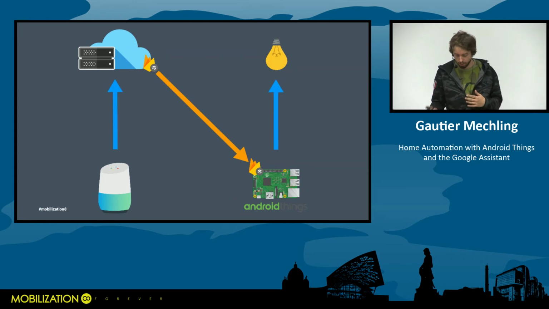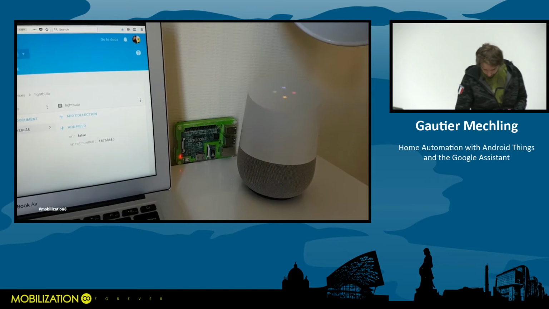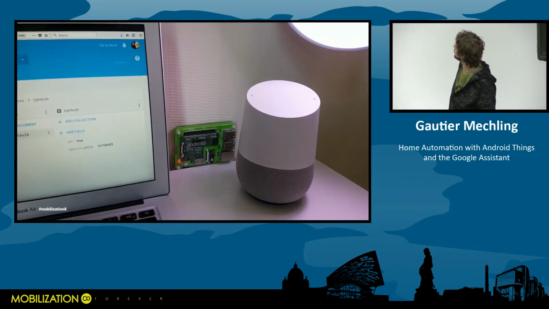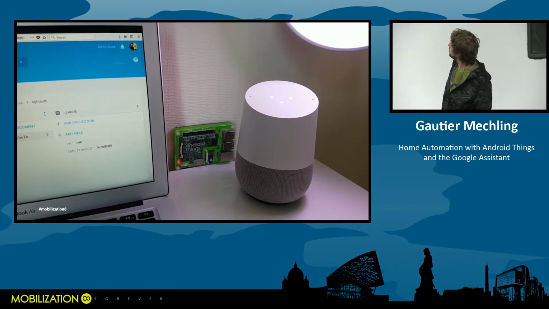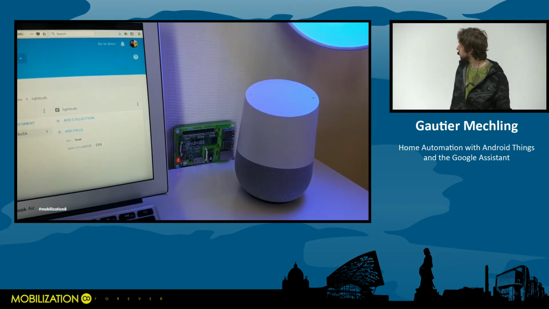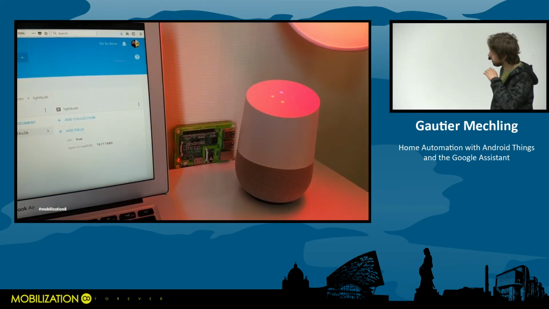Now we can test the final result. Hey Google, turn on the light. Sure, turning on the light bulb. Okay Google, change the light to blue. You got it, changing the light bulb to blue. Hey Google, change the light to red. You got it, changing the light bulb to red.